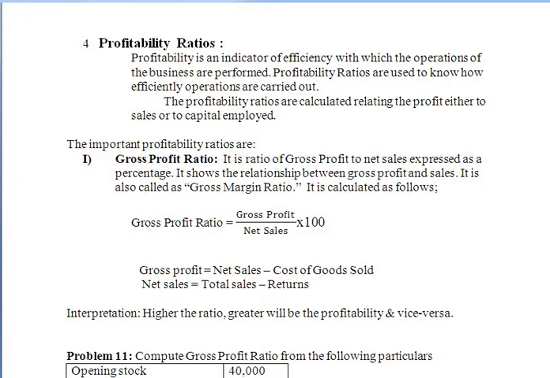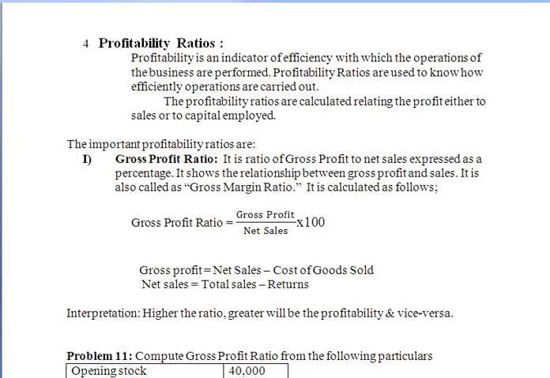But before we start today's class, let us revise what we have discussed in the previous class. In the previous class, we were discussing the profitability ratios. As you all know, profitability ratios are the last classification of the ratios. These ratios help us understand how efficiently the operations of the business organization are carried out, because profitability is an indicator of efficiency with which the operations of the business are performed. Therefore, the efficiency level of the business organization can be known with the help of profitability ratios.